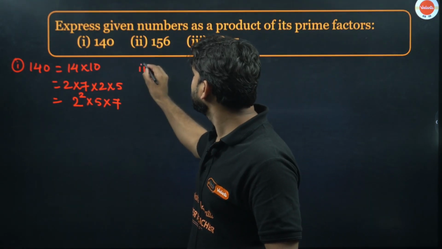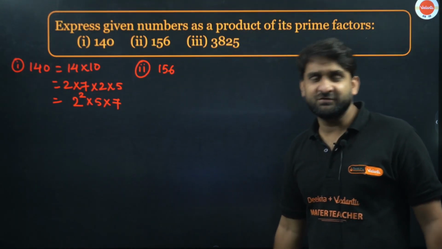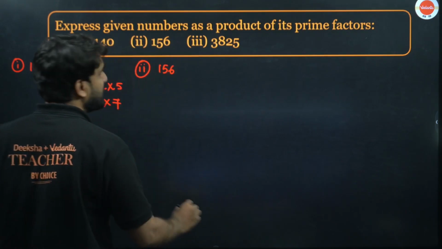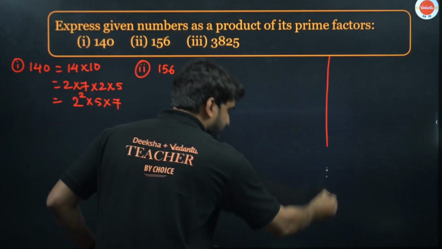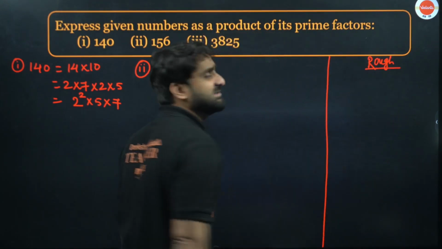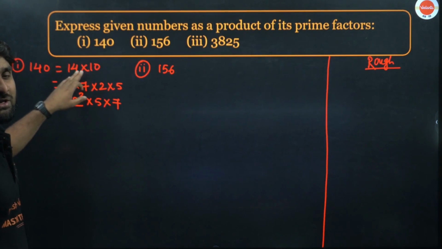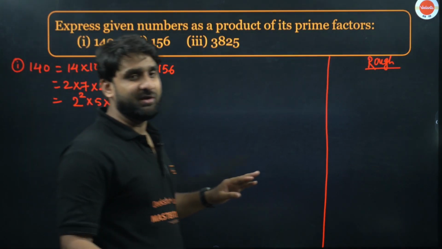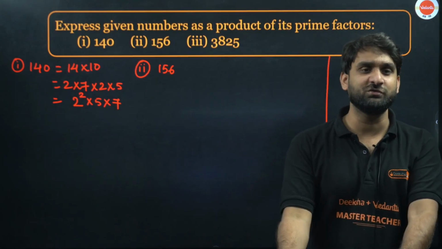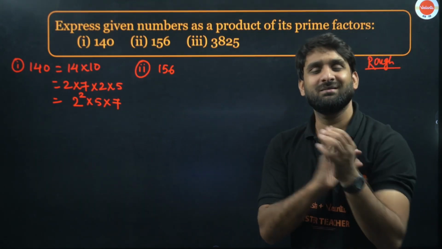Second question. 156. Now, for 156, you have to take the LCM. I'm doing some rough work here. 140 could comfortably be written as 14 into 10, and it is very easy to split 14 and 10 into two more parts. 14 can be written as 2 into 7, and 10 as 2 into 5, which is very easy. But 156 is a little bit challenging.